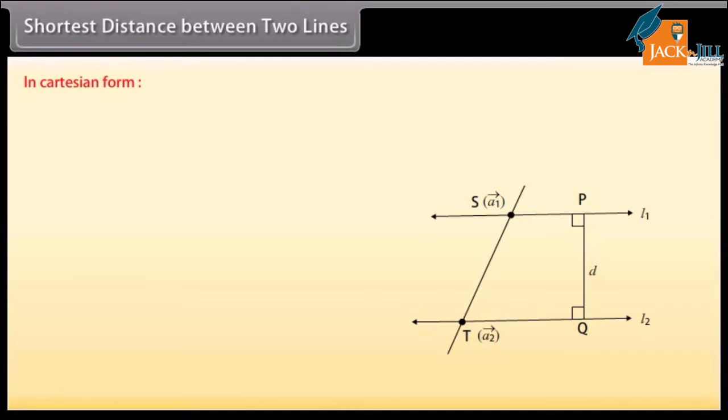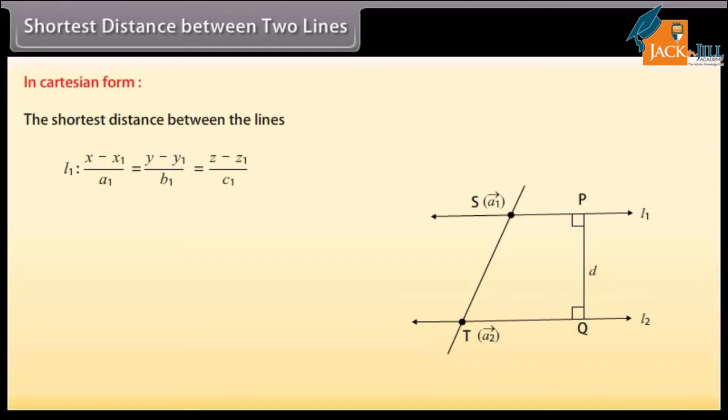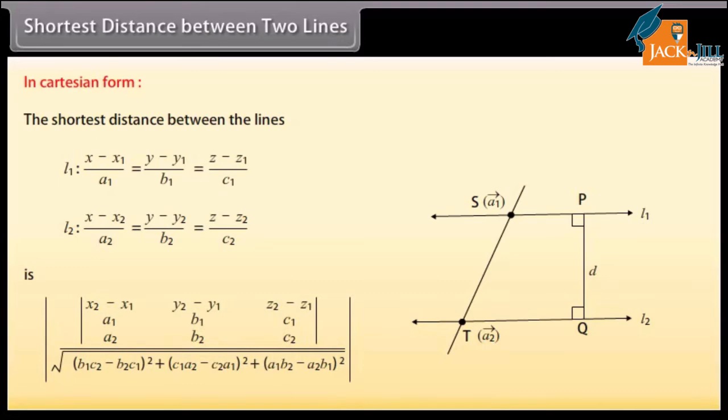In Cartesian form, the shortest distance between the lines L1: (x minus x1)/a1 equals (y minus y1)/b1 equals (z minus z1)/c1, and L2: (x minus x2)/a2 equals (y minus y2)/b2 equals (z minus z2)/c2, is modulus of determinant, row-wise, first row x2 minus x1, y2 minus y1, z2 minus z1, second row a1, b1, c1, third row a2, b2, c2, divided by square root of (b1 c2 minus b2 c1) square plus (c1 a2 minus c2 a1) square plus (a1 b2 minus a2 b1) square.